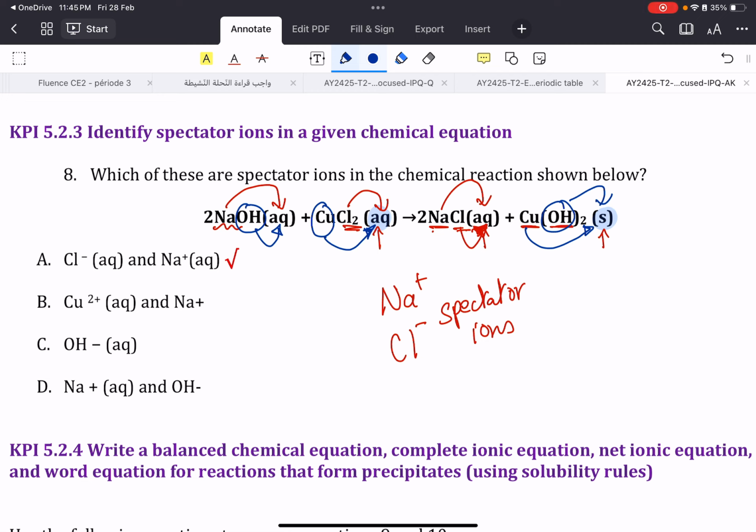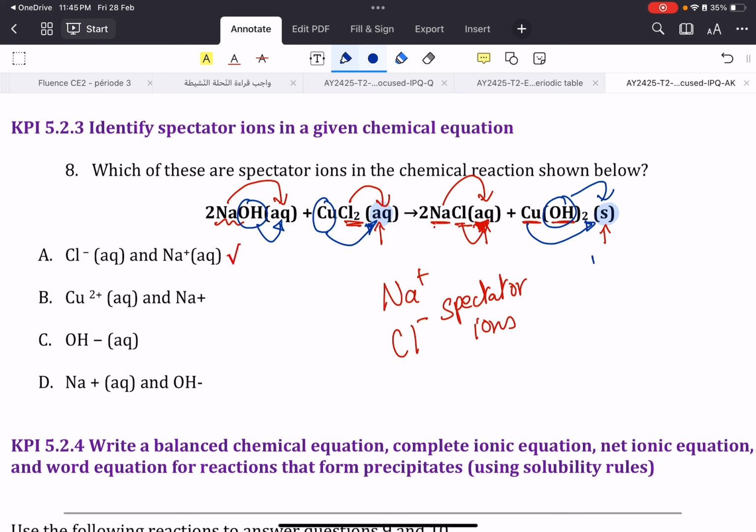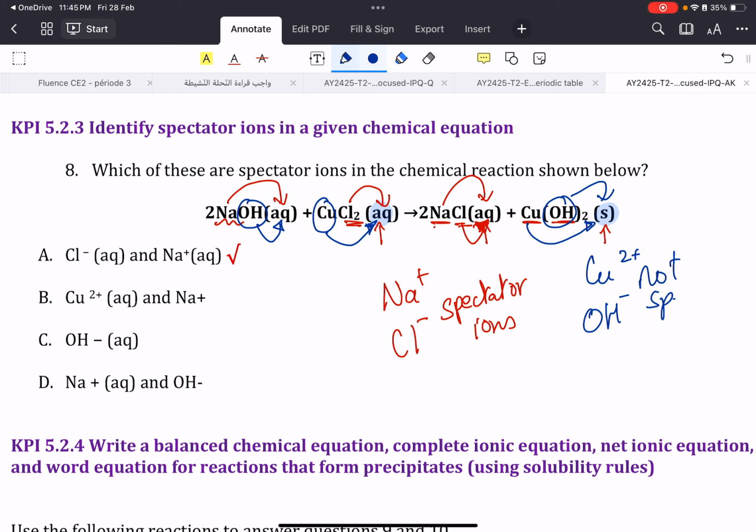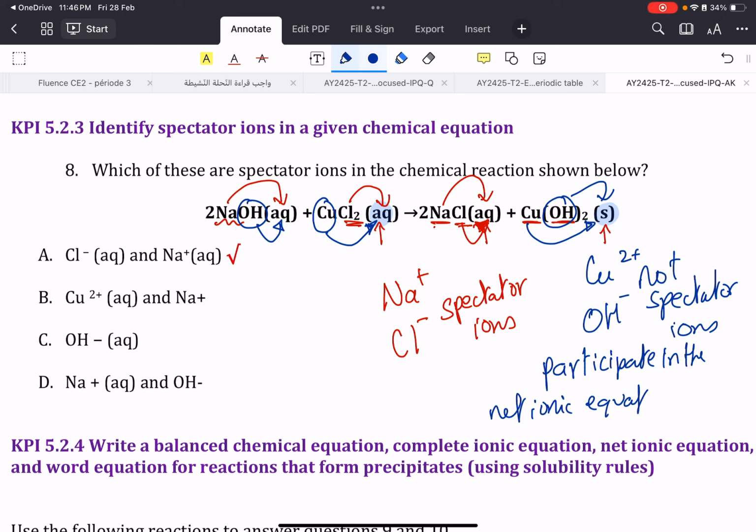So the ions that retain their physical state, aqueous, are called the spectator ions, whereas the other ions, the Cu2+ and the OH-, are not spectator ions. These are the ions that participate in the net ionic equation.